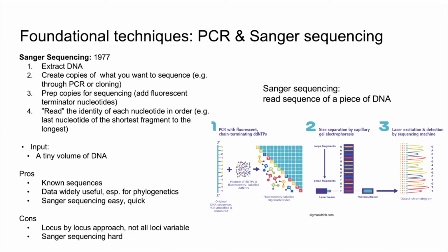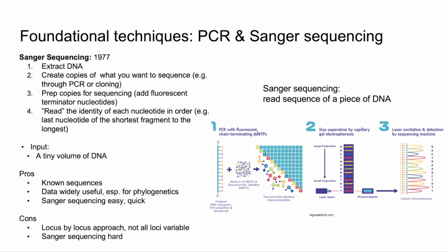And your input to this reaction is a pretty small volume of DNA from a PCR reaction or from a cloning experiment. And the pros here again are that you know what all these sequences are, and you have a lot of control over the quality of your data in that respect. And the data are really widely useful, especially for phylogenetics. So if you want to estimate relationships among species, people have done this for plastid data or nuclear data for various loci. And Sanger sequencing can be really easy and quick.